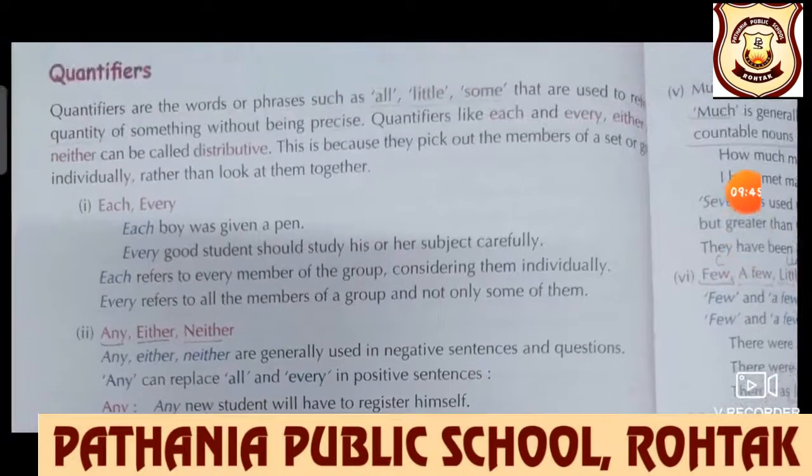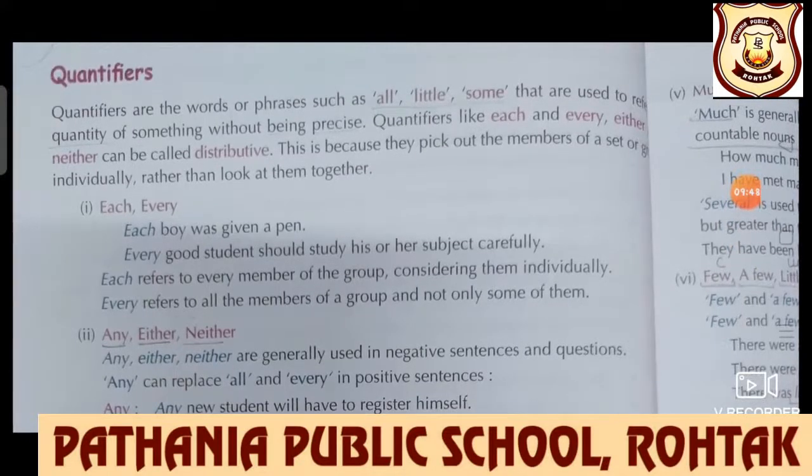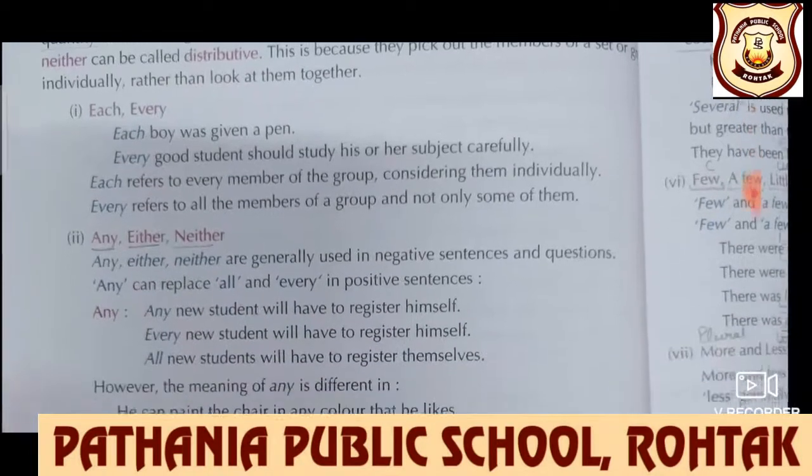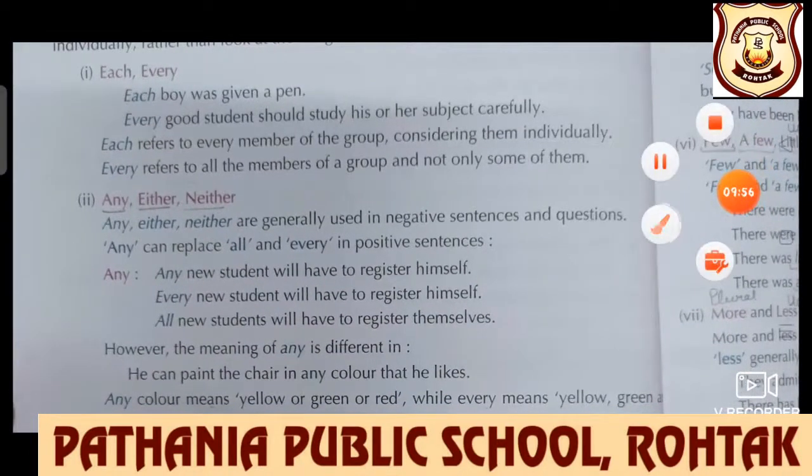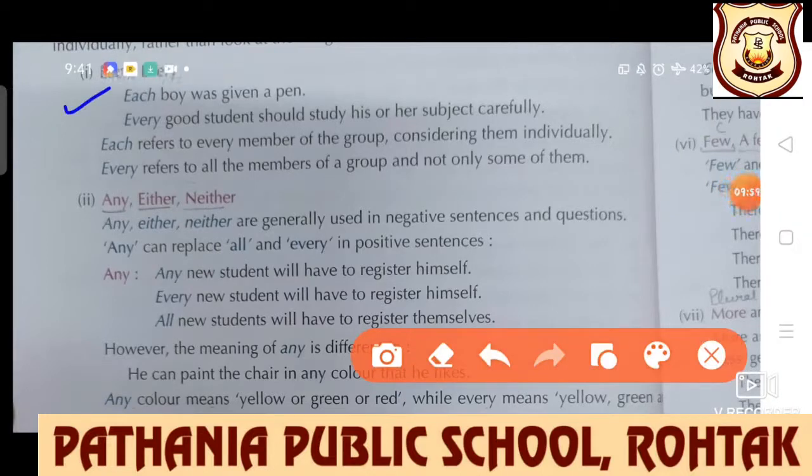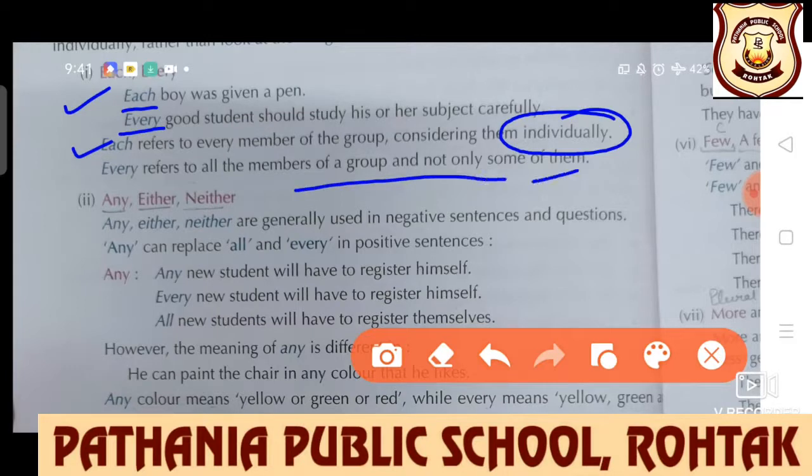Next type is quantifiers. Quantifiers are used to refer to the quantity of something. Like first is each and every. Each boy was given a pen. Every good student should study his or her subject carefully. Each refers to every member of the group considering them individually. Every refers to all the members of a group, not only some of them.